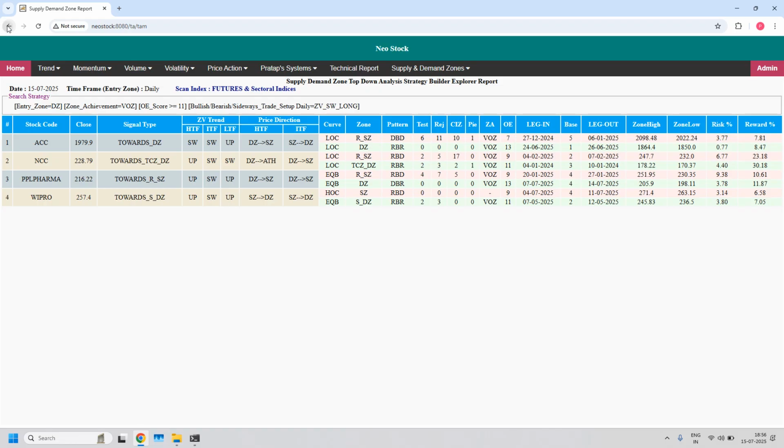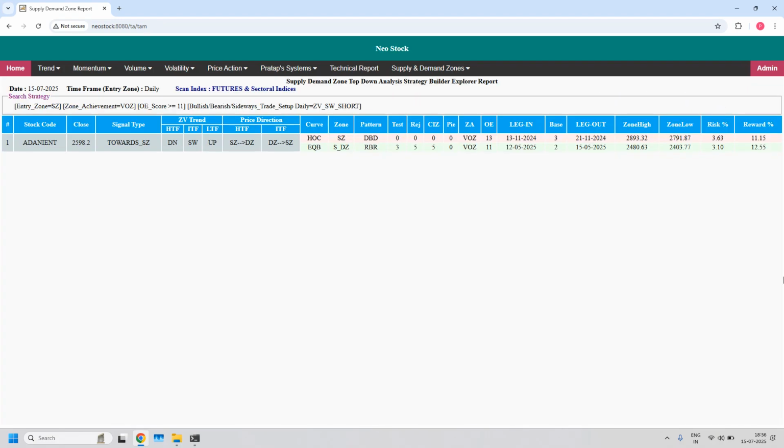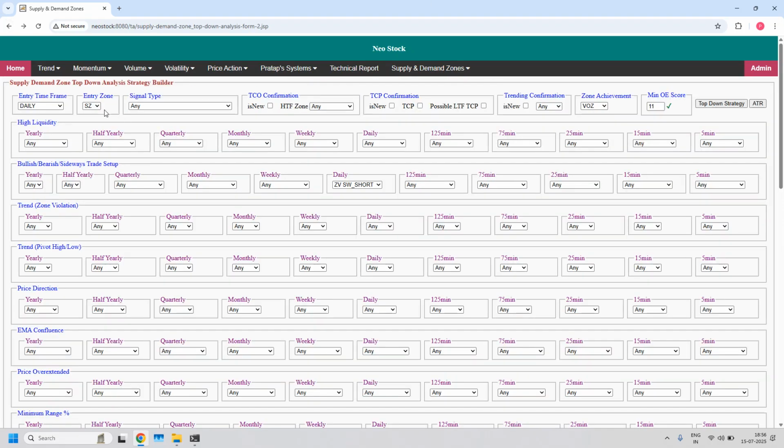Next, sideways short trade setup. The changes are daily supply zone and here sideways short. We got 1 stock. Entry time frame is daily supply zone. Next, bullish trade setup for monthly income trade. Changes are daily demand zone. Here bullish. Minimum odd enhancer score should be 12.